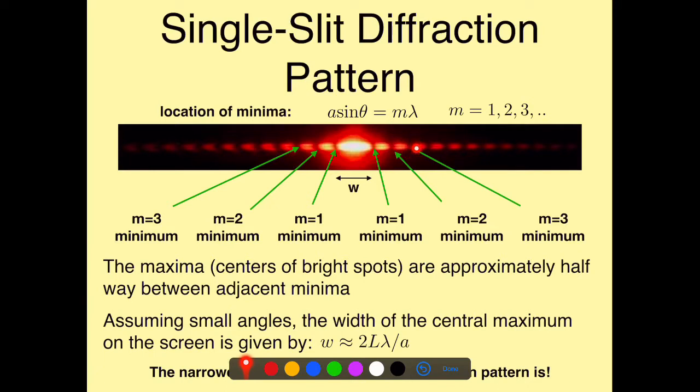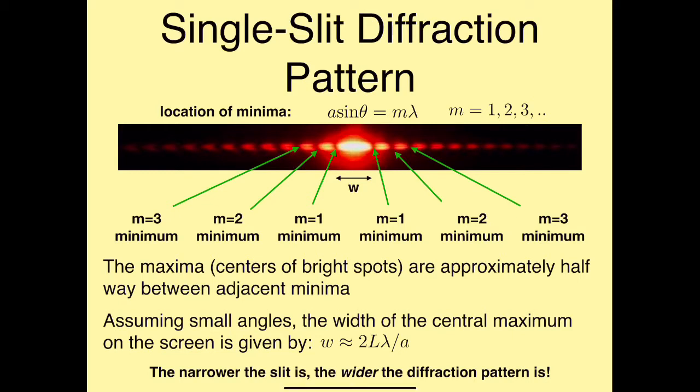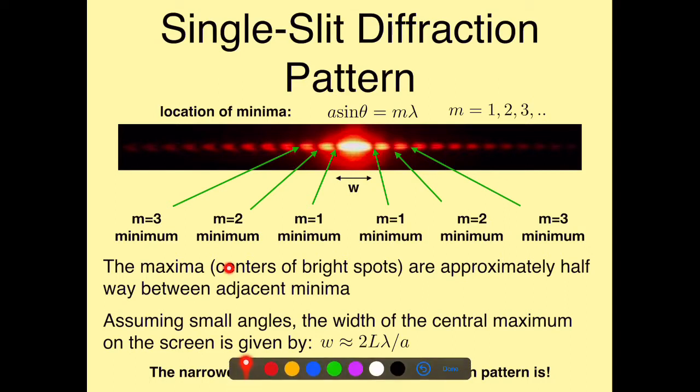This dark spot over here is the m equals 3 minimum. So that pattern just keeps going as we go on either side of that central bright spot. And also the maxima, which would be the centers of the bright spots on the screen, are approximately located halfway in between the adjacent minima.